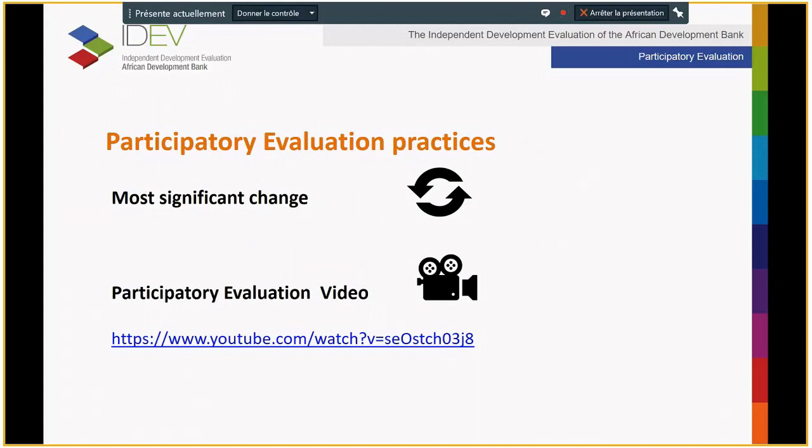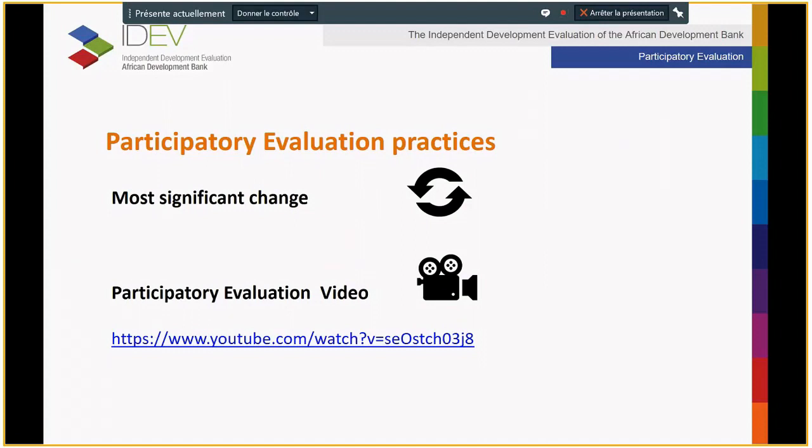So the most significant change, we're just going to share an overview of what it entails. It is an M&E technique, which consists of collecting change stories within a community, for example, regarding a specific project or an intervention. So what happens after selecting different stories is that the community together, or the participants in the evaluation together, will determine which of these stories are the most important and useful in assessing the performance.